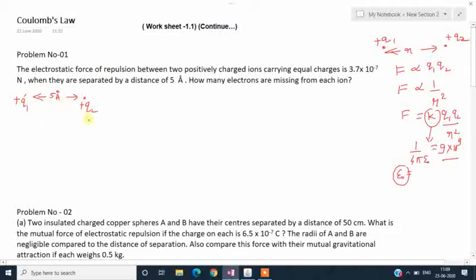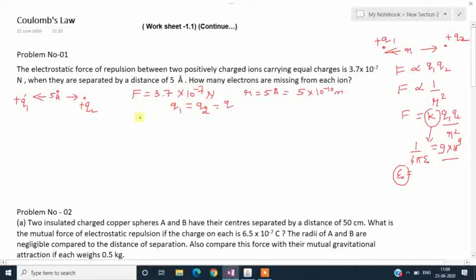And the force between them is also given, that is F is equal to 3.7 into 10 to the power of minus 7 Newton. Now r is 5 angstrom. You know that an angstrom is 10 to the power of minus 10, so that is 5 into 10 to the power of minus 10 meter. They have also given that Q1 is equal to Q2, so let us say Q1 and Q2 are both equal to Q.